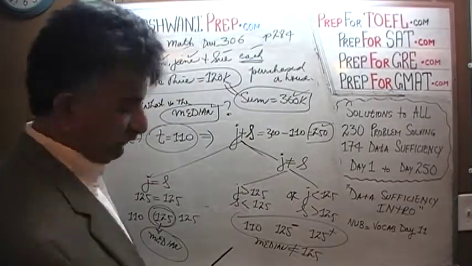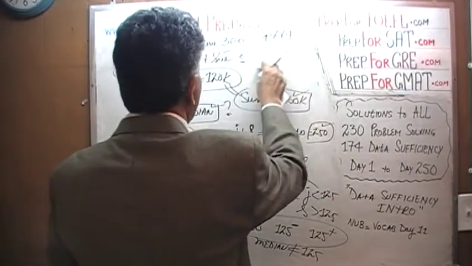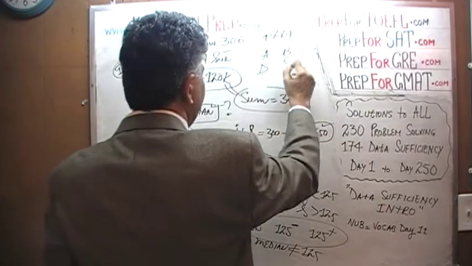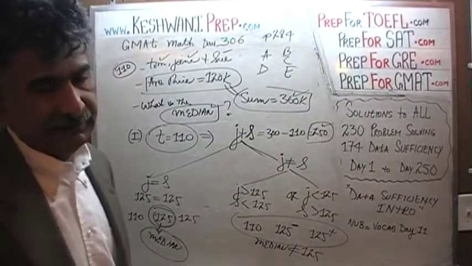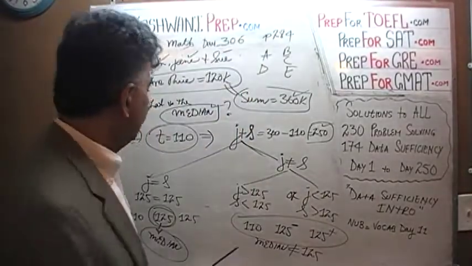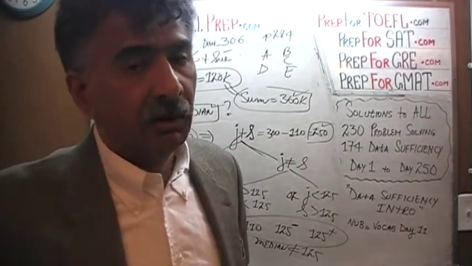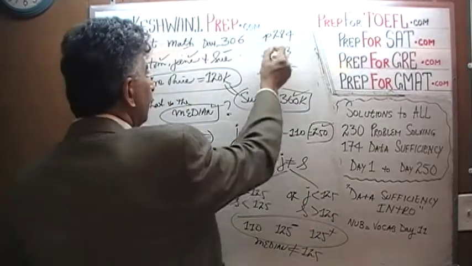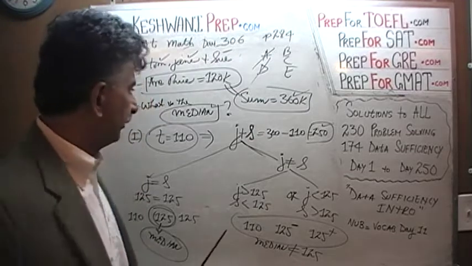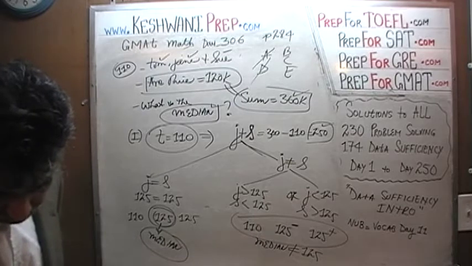I left no room for myself at all. Let's put it up here: A, D, B, C, E. Now that we have established the first statement by itself is not sufficient, we know that the answer cannot be A or D. It would have to be either B, C, or E. Let's look at the second statement. We need the room, so we need to erase all of this.